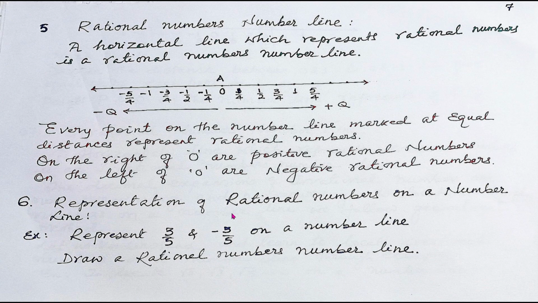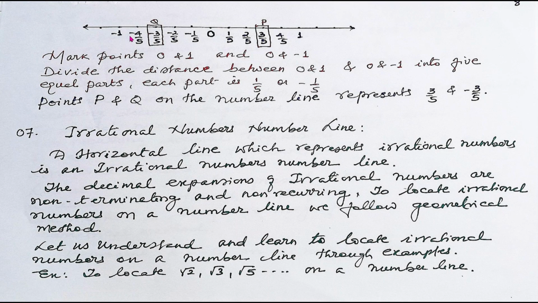Now, how to represent rational numbers on a number line? Let us consider an example here. Represent 3 by 5 and minus 3 by 5 on a number line. So let us draw a rational numbers number line and represent these numbers. I have drawn a rational numbers number line here. I have marked 0 as a point here. Towards the right I have marked 1, and towards the left I have marked minus 1.